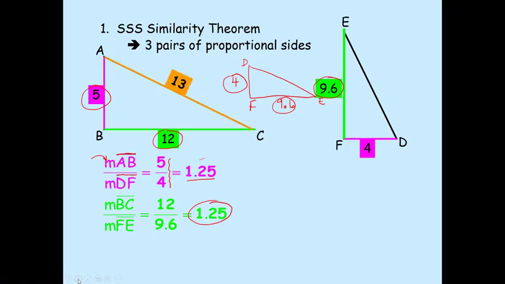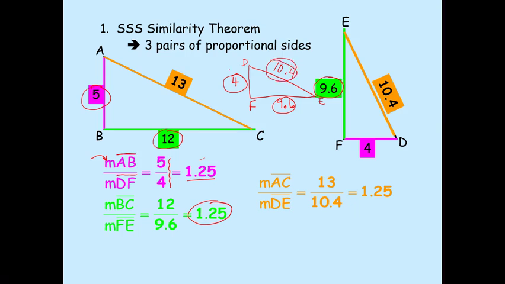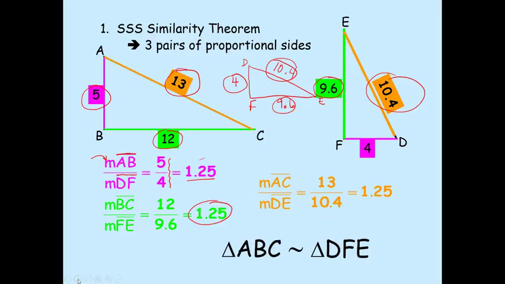Let's see if the third one is. We can't assume that they're proportional. We have to check. Okay, so we have side AC is proportional to DE. And if it helps you on this triangle, this is 10.4. You're comparing this side to this side. So let's see what our proportion is, everybody. We had 1.25. So because we got 1.25 3 times because we did this 3 sides of the triangle, that means that they are similar. So that's how you do the similarity theorem.